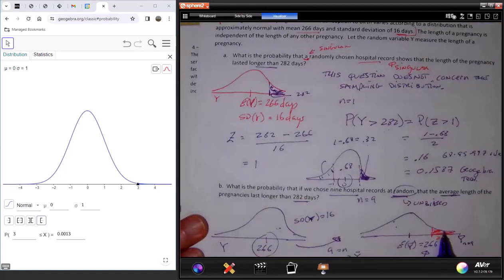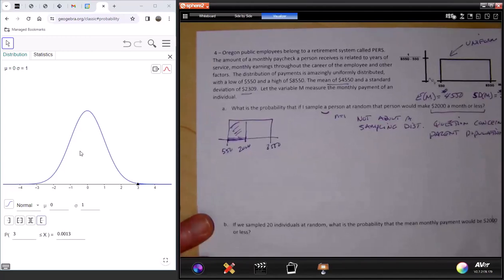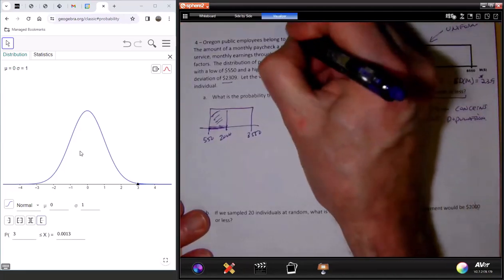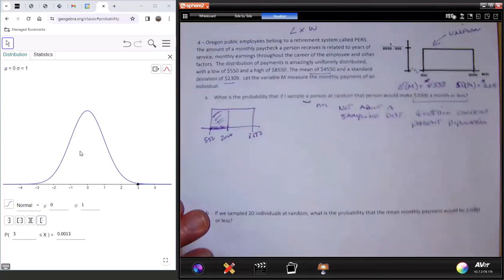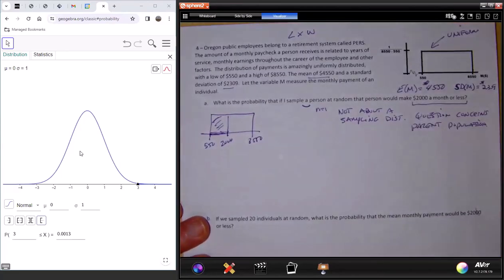Now, when it comes to a normal distribution, I need to use some tech, unless it's exact like negative 1, 2, 3, because I can't calculate the area of that curve. But this is a rectangle. The area of a rectangle is just length times width. So I don't need any special technology. I just need to calculate the area of this rectangle. But how do I do that?